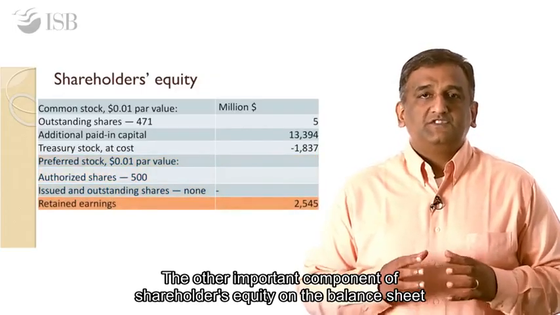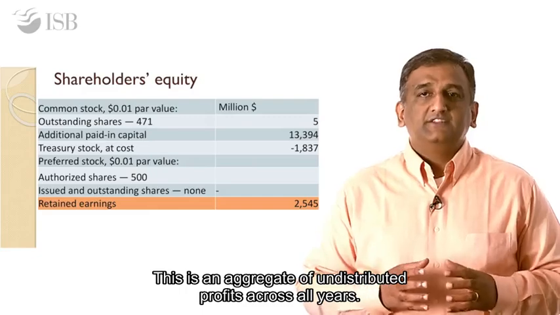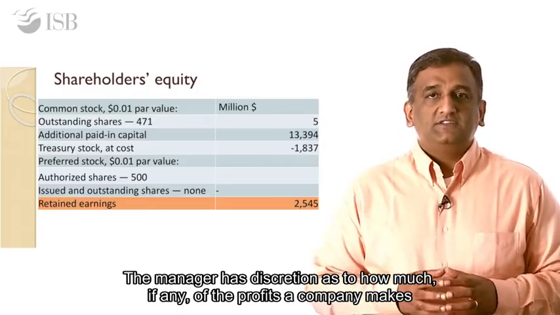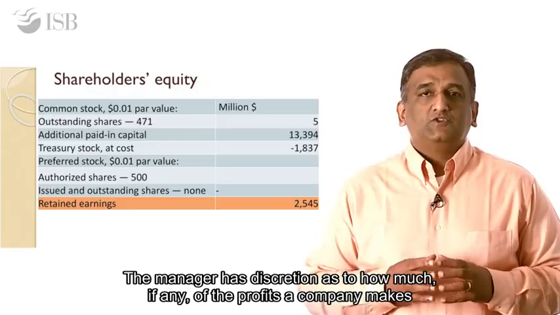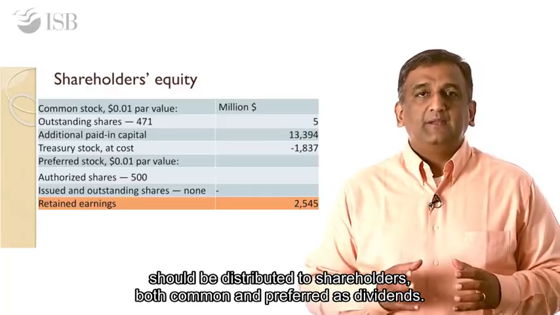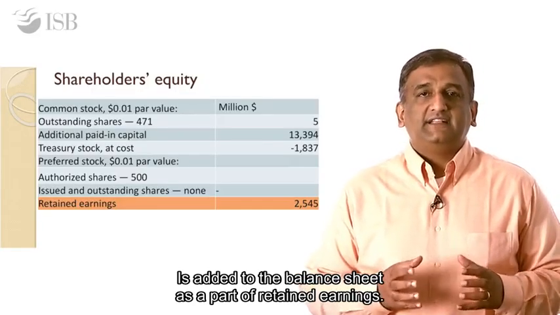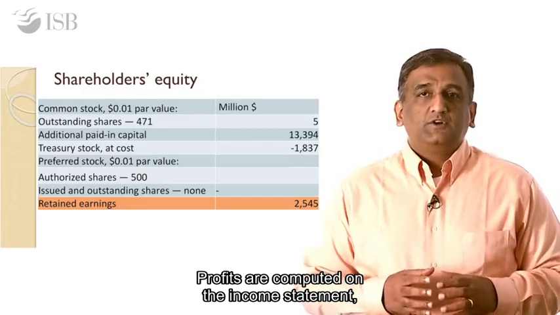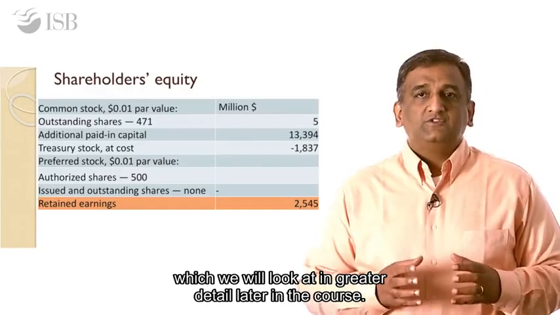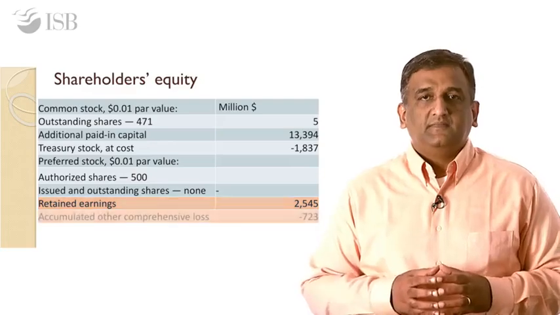The other important component of shareholders' equity on the balance sheet is retained earnings. This is an aggregate of undistributed profits across all years. The manager has discretion as to how much, if any, of the profits a company makes should be distributed to shareholders, both common and preferred, as dividends. Any part of the profits that is not paid out as dividends is added to the balance sheet as a part of retained earnings. Profits are computed on the income statement, which we will look at in greater detail later in the course. Amazon had retained earnings of $2.55 billion at the end of 2015.